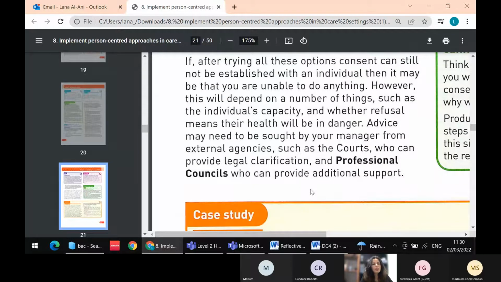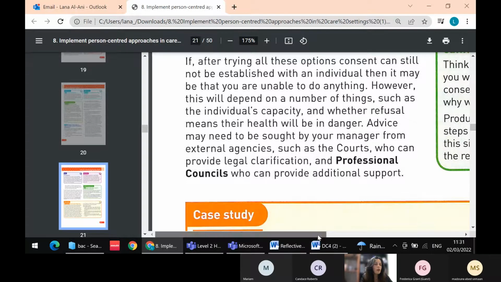So if after trying all these options, consent is still not established with an individual, then it may be that they are unable to do anything. However, this will depend on a number of things, which is the individual's capacity, like his mental capacity, whether he refused something that relates to his health, a big issue, something very dangerous for his health. In this case, maybe you need professional counsel, someone else to support you. You need some clarification from professionals, or it's a simple thing you can deal with yourself. So it all depends on how large the problem and the issue is.